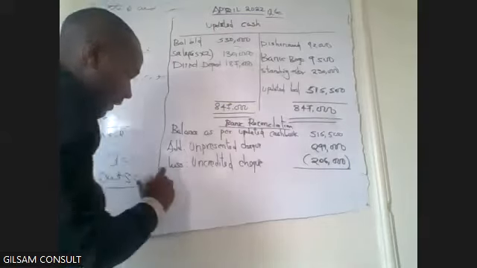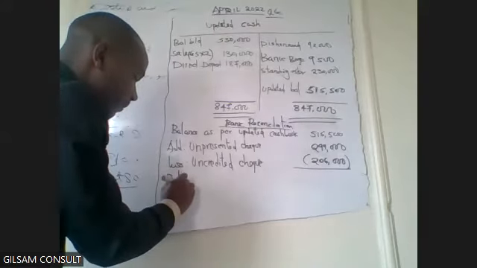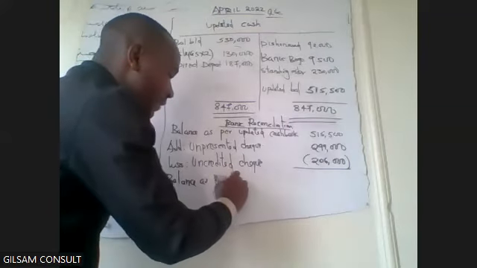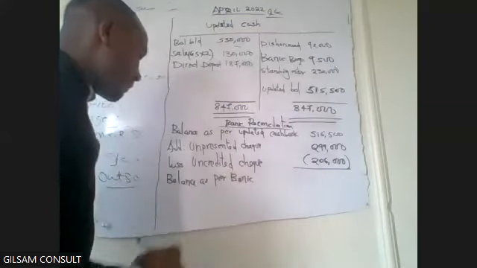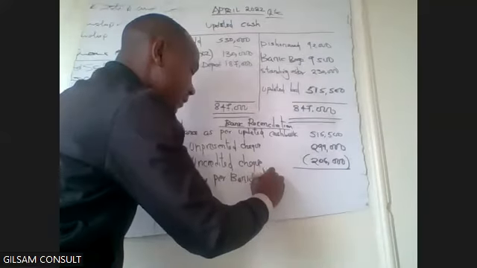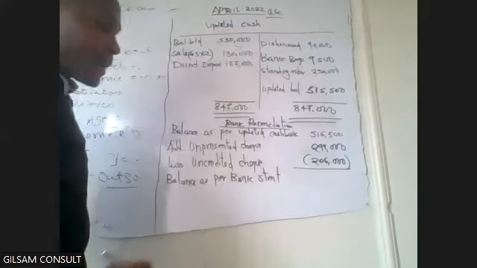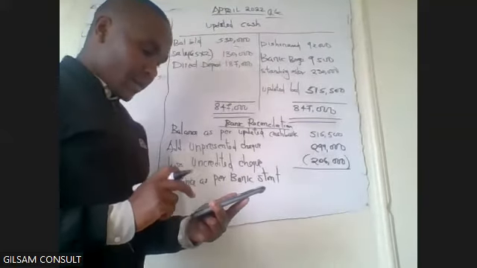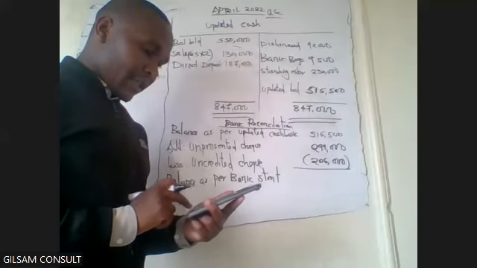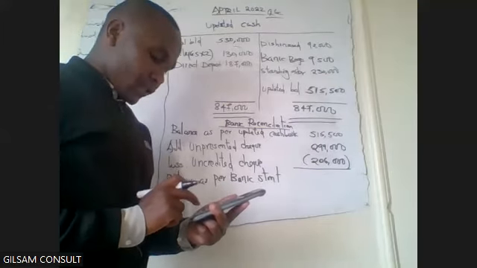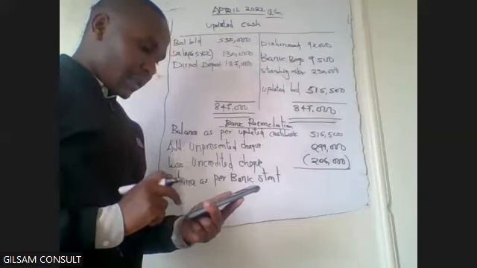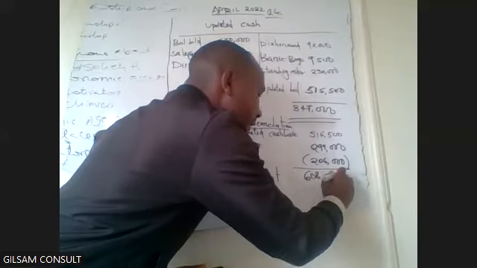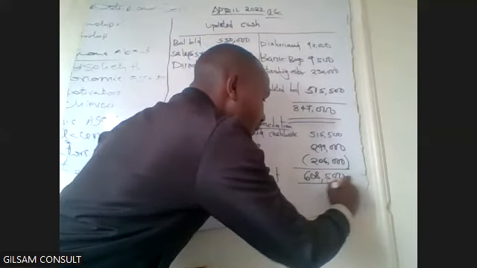So here you get the balance as per bank statement. How much? 515,500 plus 299,000 minus 206,000, which will be 608,500. So that one should correspond to the bank statement.